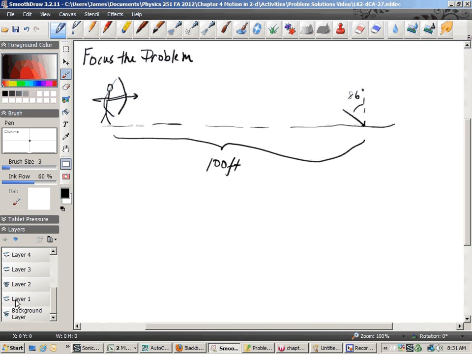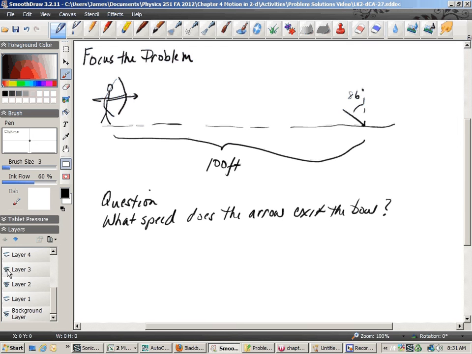Okay, so first we want to focus the problem, and we draw a little picture of what's going on. We have someone standing there, drawing an arrow back, shooting it, and when it lands, the arrow is protruding from the ground at an angle of 86 degrees with respect to the vertical, and we find it's 100 feet from the archer. So the question is, what speed does the arrow exit the bow?